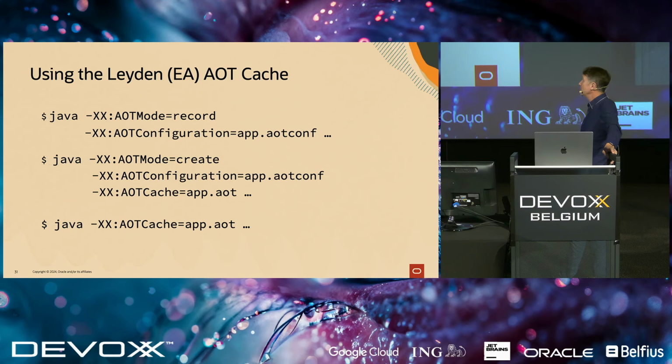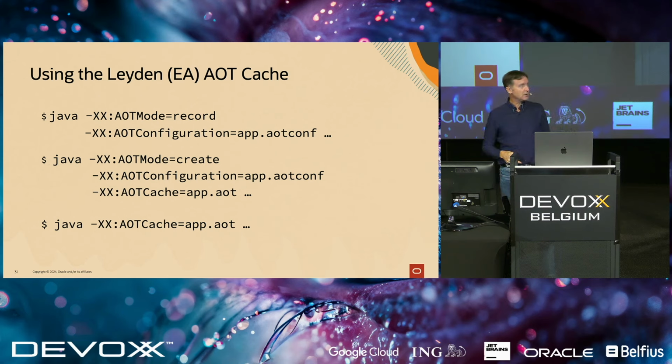And here's how you do it. You say that I want to record what's going on here, and I want to put that in a configuration file, where I gather all the classes and everything. And when that's been done, I might have exited my program. I can convert that working file into an AOT cache. That's a separate step. And then once I have the cache, I can just say, I want to use this cache. And then everything will get much faster. And it's going to be very exciting to hear Sébastien here talking about exactly how fast that will be.